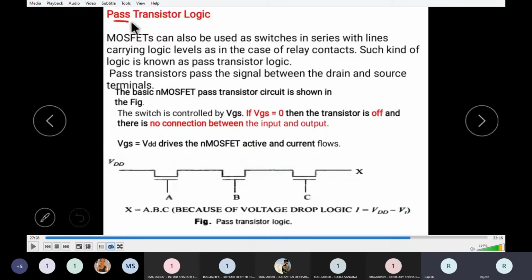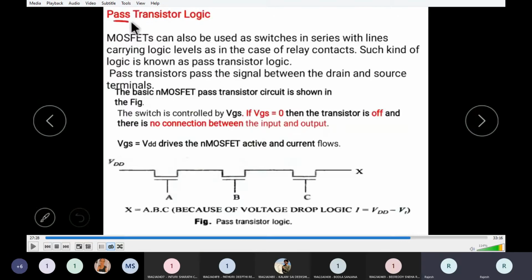So an inverter, a NOT gate, consists of inversion of the input. Logic 0 at the input gives logic 1 at the output. Logic 1 at the input gives logic 0 at the output. For this, we have to design the inverter with MOSFETs.